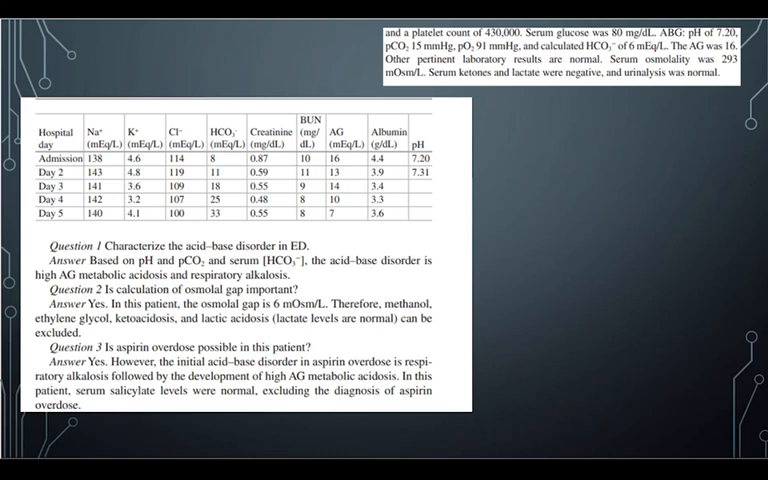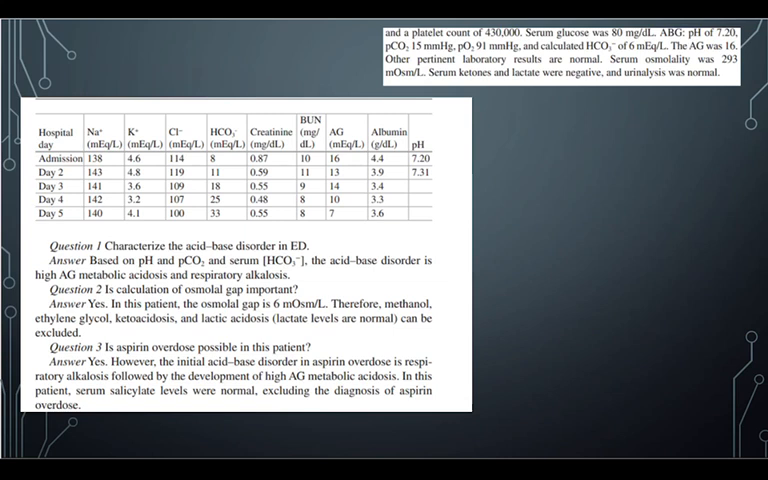Now, the acid-base disorder is a high anion gap metabolic acidosis. And if you work out the Winter formula, you'll find the patient is also having a respiratory alkalosis. The osmolar gap in this patient is around 6. Since the osmolar gap is less than 10, it is not significant.